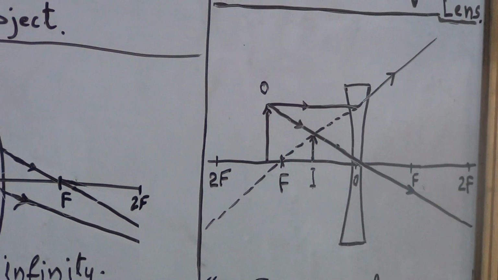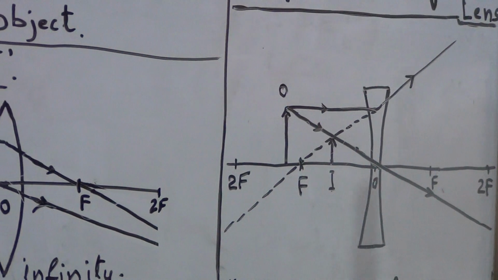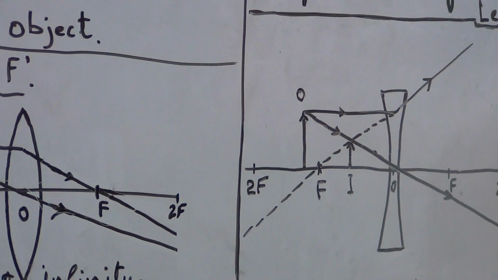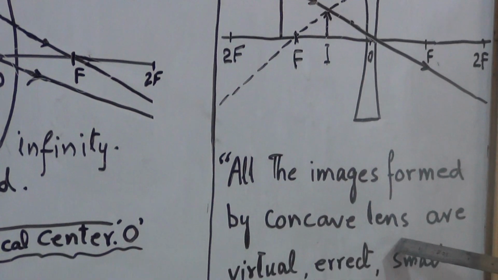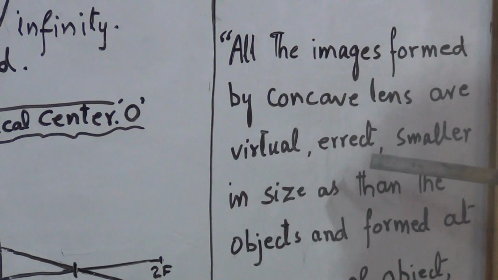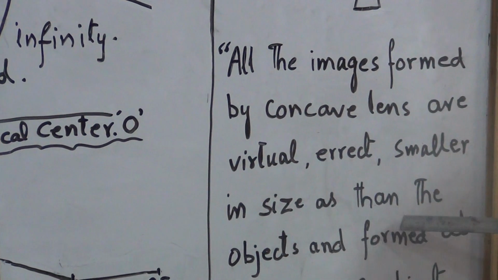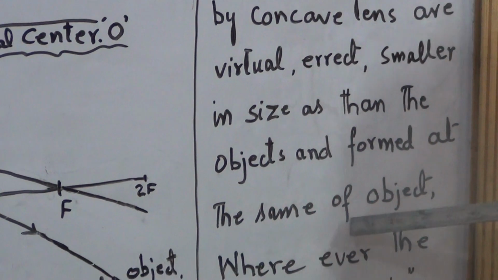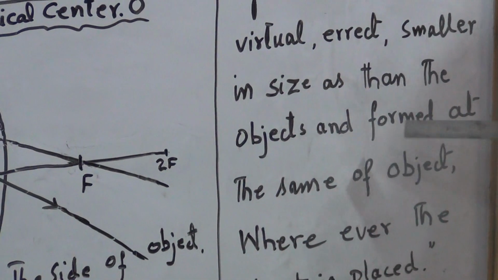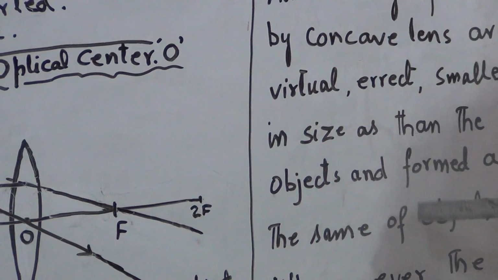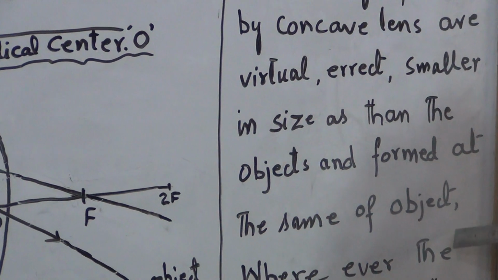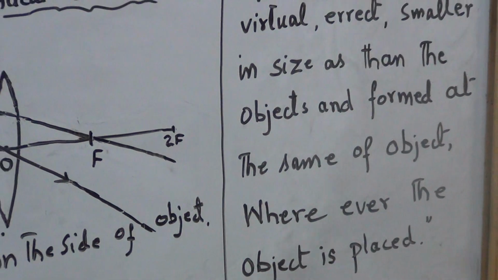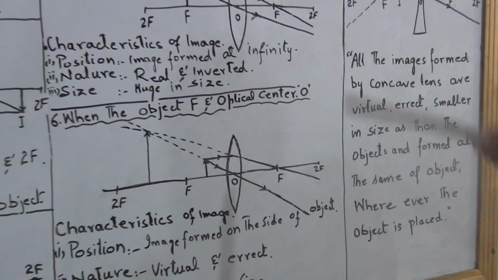So you can say all the images formed by a concave lens are virtual, erect, smaller in size than the object, and formed on the same side of the object wherever the object is placed. So these are the cases. You have to draw the diagrams like this.